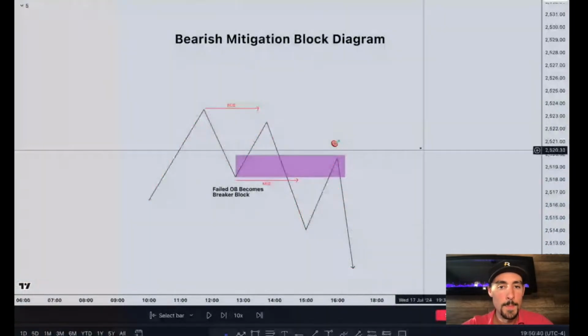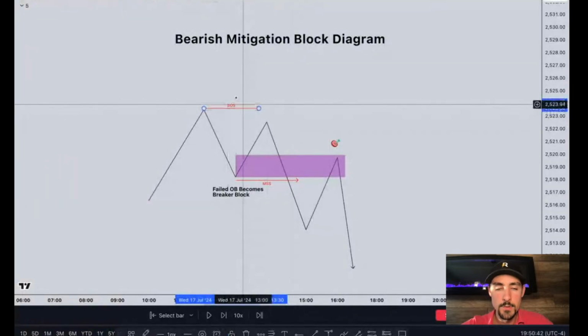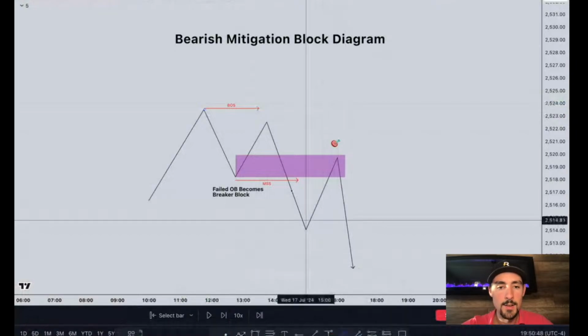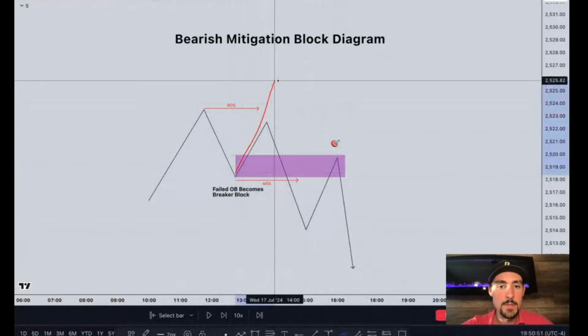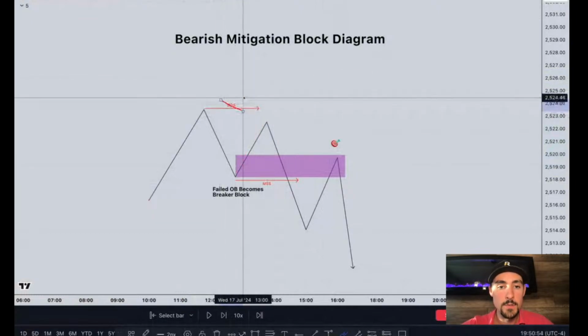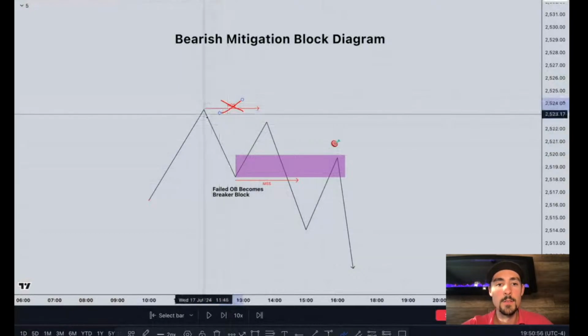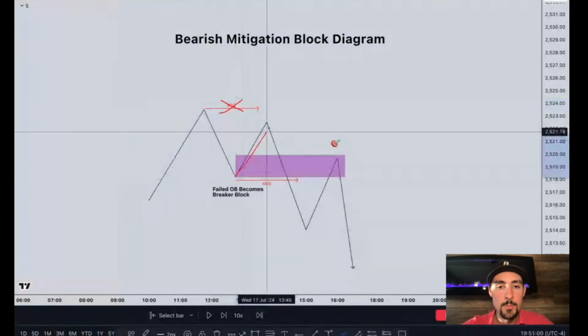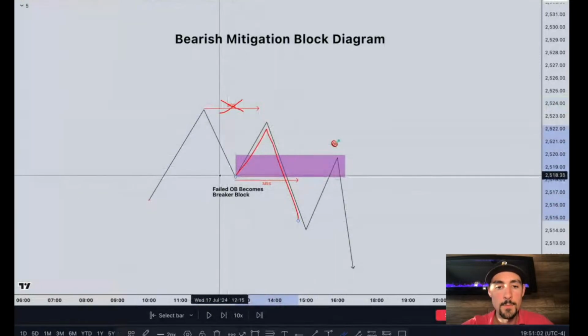They're very similar, but instead of us seeing a break of structure where price expands and continues, instead of us expanding to the upside, breaking structure to create a higher high, we don't see a break of structure. We don't see a break out of the trading range to the upside. We just see price come in, eliminate.